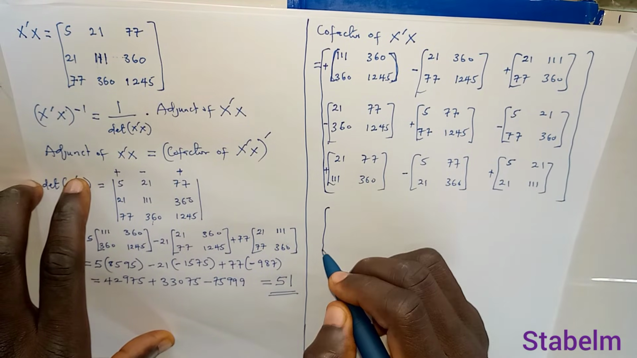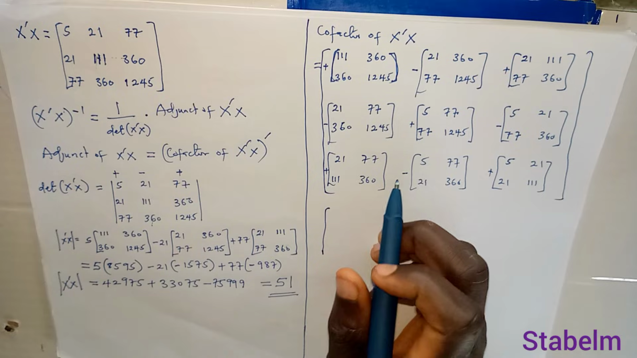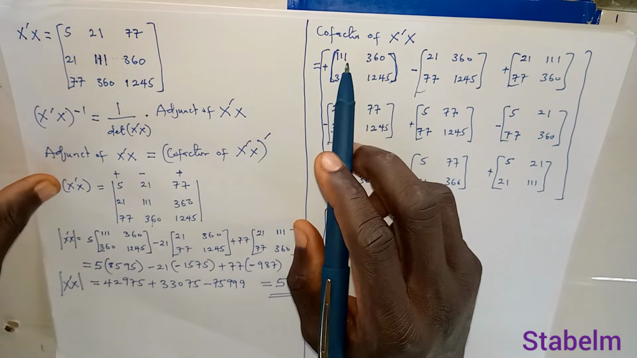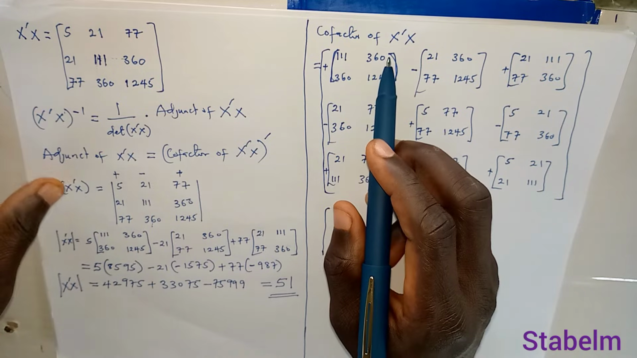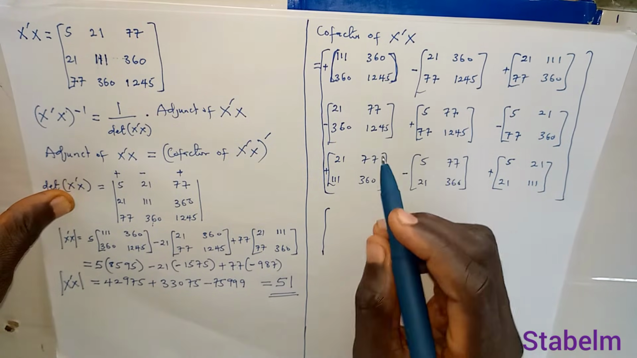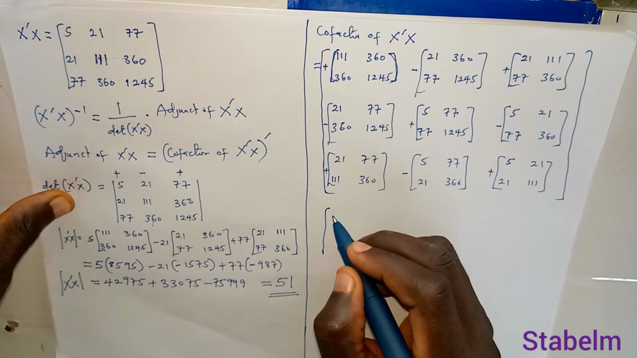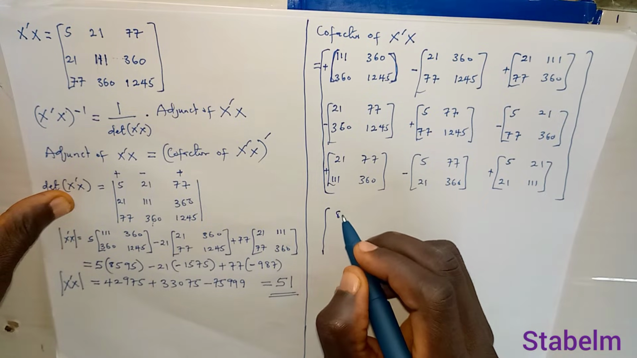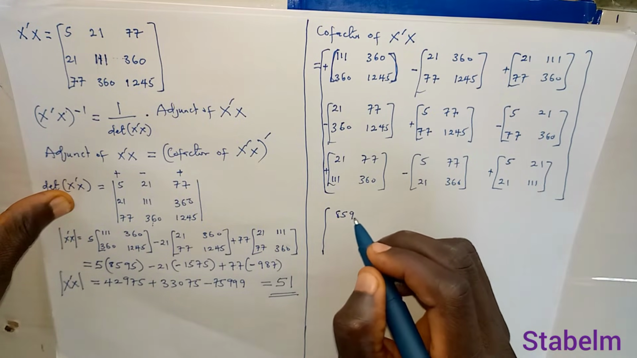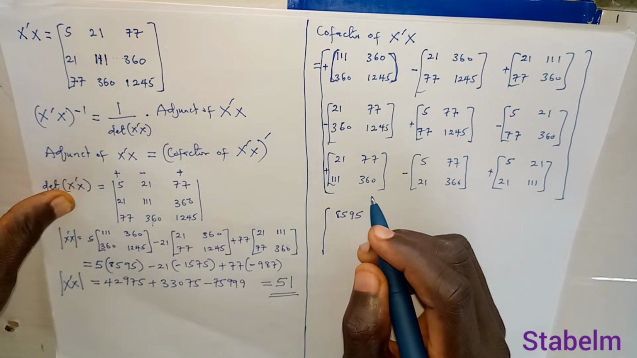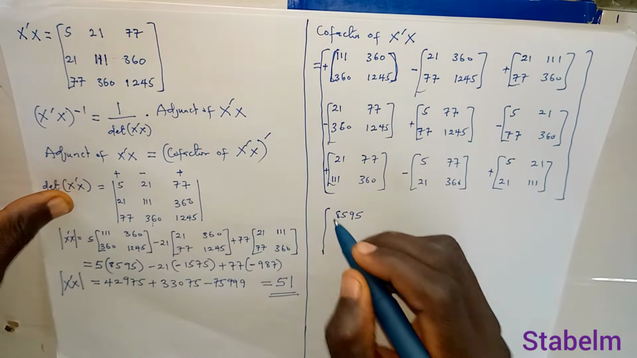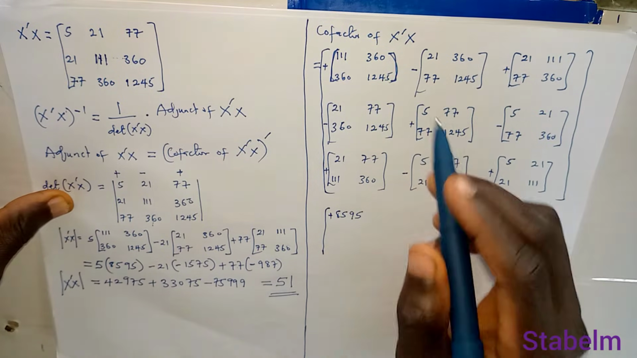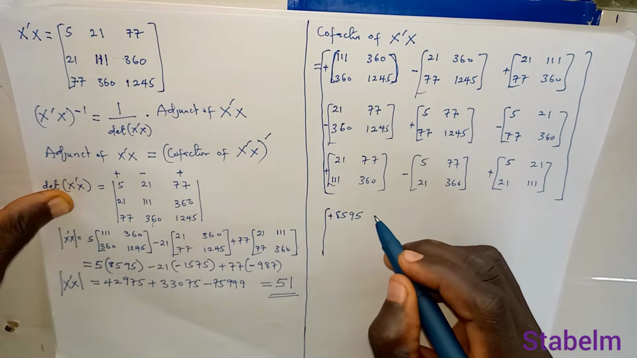Since this equals to, all right, 111 times 1245 minus 360 times 360. If you subtract it very well, we're going to get 8595. And do not forget that the sign we are having here already is positive. So we have positive. The cofactor already have minus.